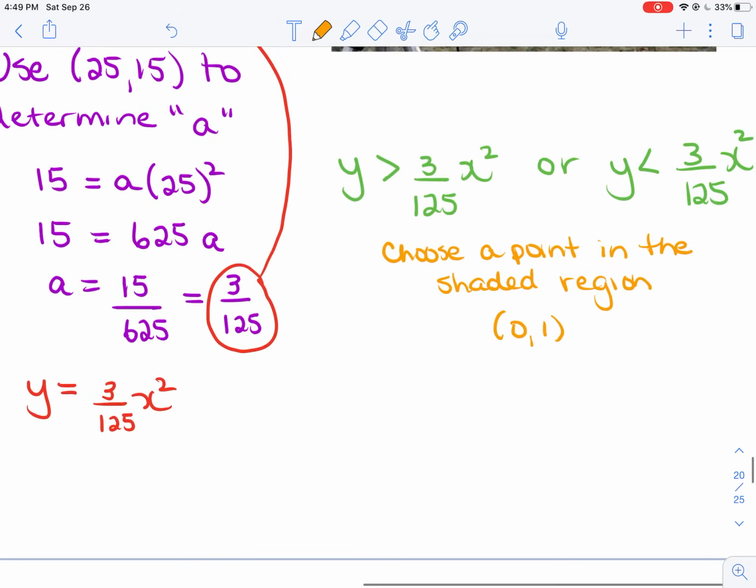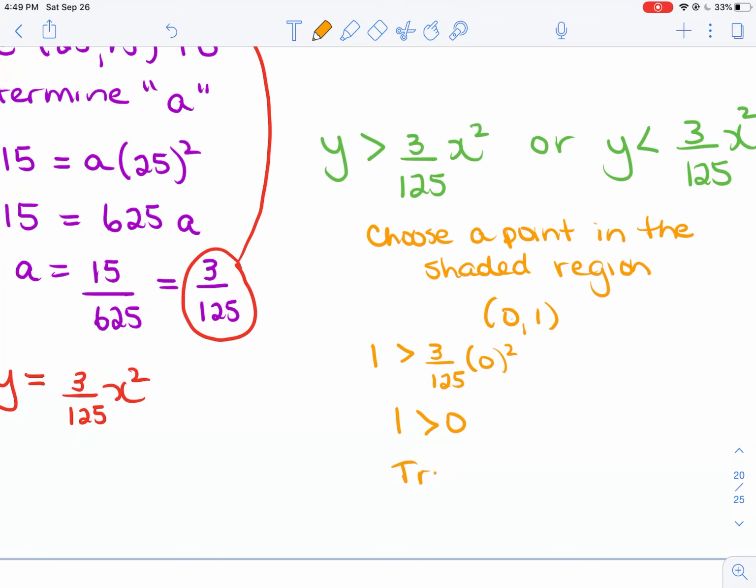If I take 0, 1 and put it into my first inequality, 1 goes in for y. That is supposed to be greater than 3 over 125 times 0 squared. That would mean 1 is greater than 0. How do I feel about that? That is true. So this inequality is what I want.